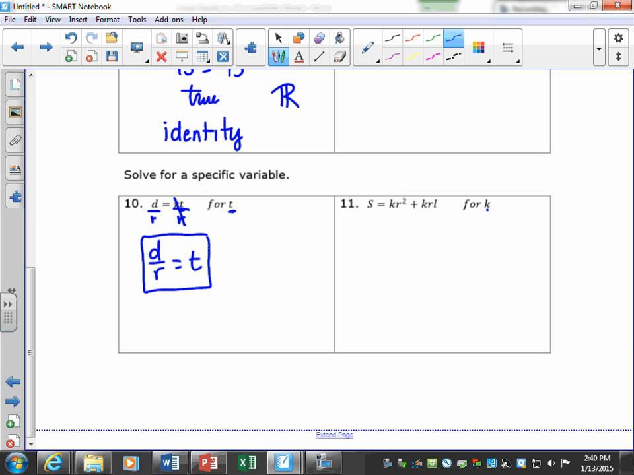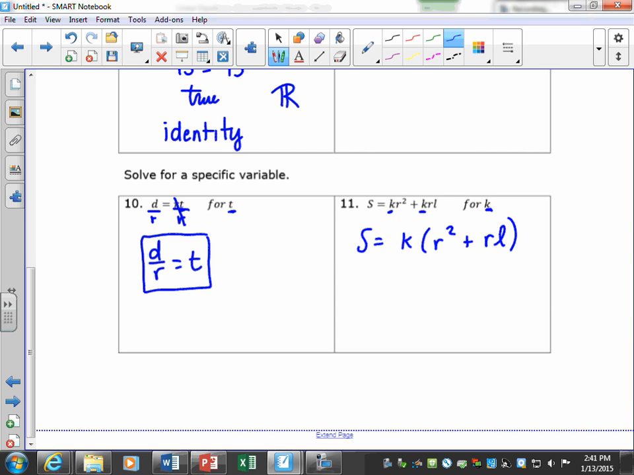Over here, if we're solving for k, I see that I have a k here and a k here. First of all, I need to be able to get those together. So what I want to do is take out a common factor. So I'm going to say s is equal to, they both have a k in common. If I was to take a k out of this term, I would have r squared left. Plus, if I took the k out of this term, I would just have rl left.